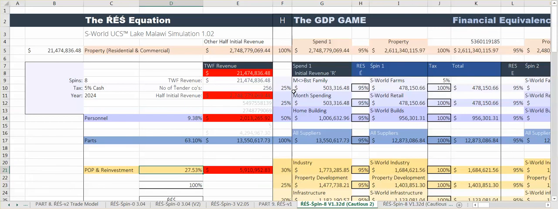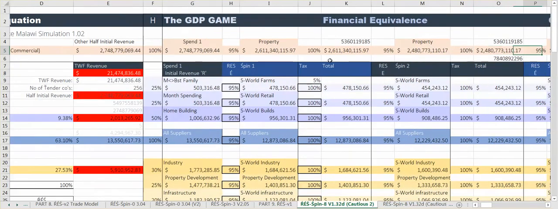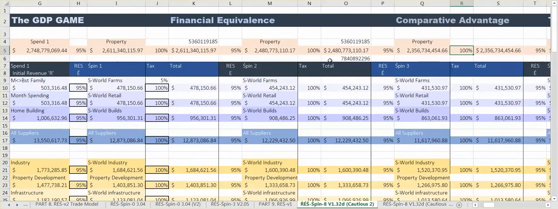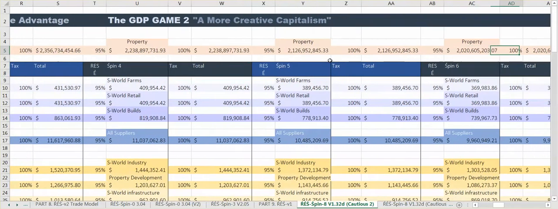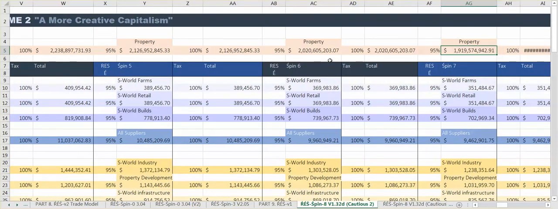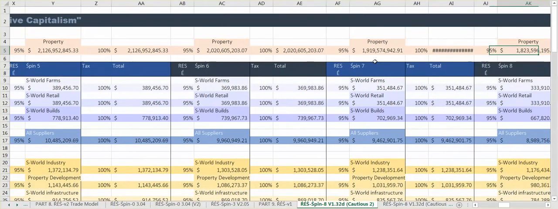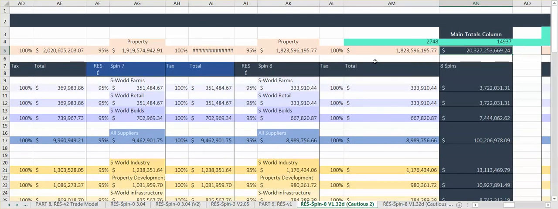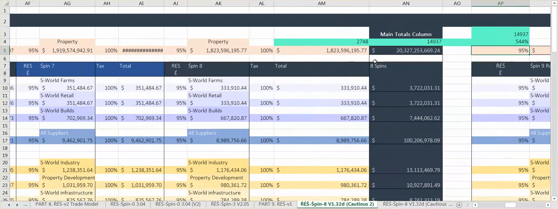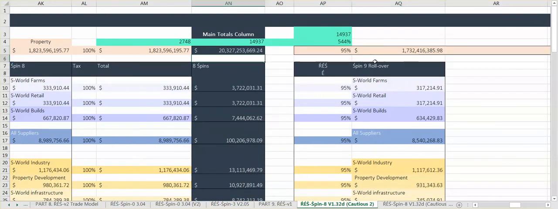But anyway, this spreadsheet works on the spin. Here's E95. It spins it once, so you can keep on spinning, and that makes a certain amount. We can see that here.